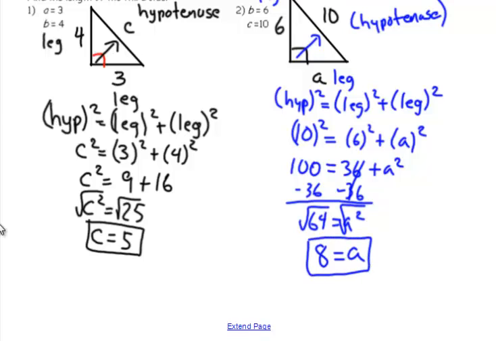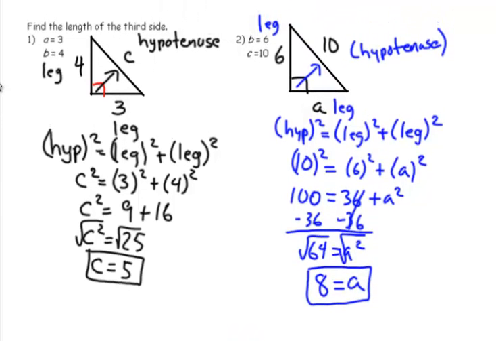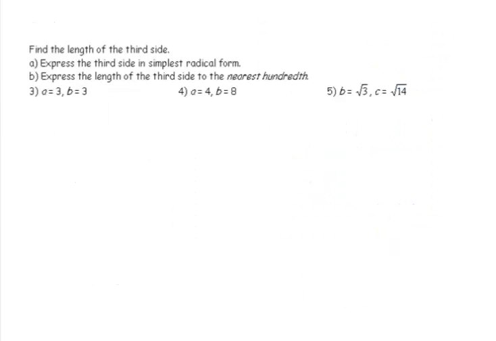So those, it looks a little bit different. In number 1, we were looking for the hypotenuse. In number 2, we were looking for a leg. So pay attention to what you are looking for, because the process is a little different if you're looking for the hypotenuse, like number 1, or if you're looking for a leg, like number 2.